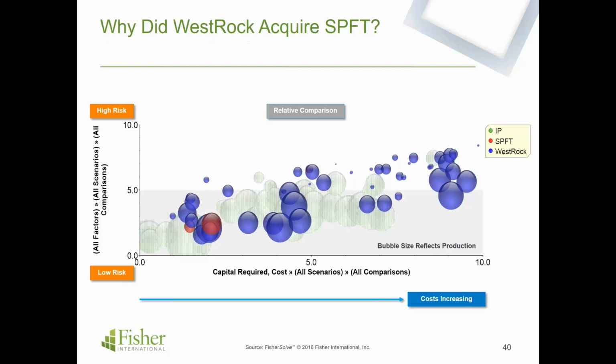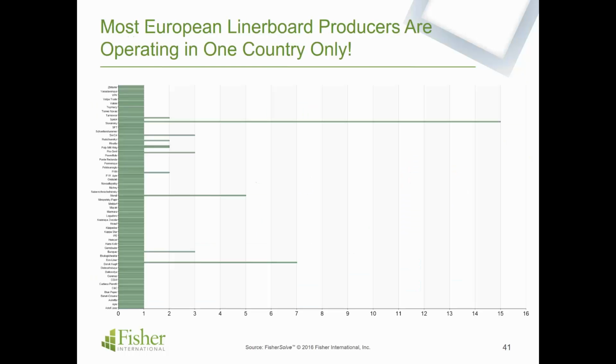By the way, looking at this European data in the same way, you can find the opportunities that there might be. One interesting thing in talking about European linerboard producers is that most of the companies operate in one country only. There are many countries, even small countries in Europe, but still most of them operate in one country only. This was a big surprise to me.